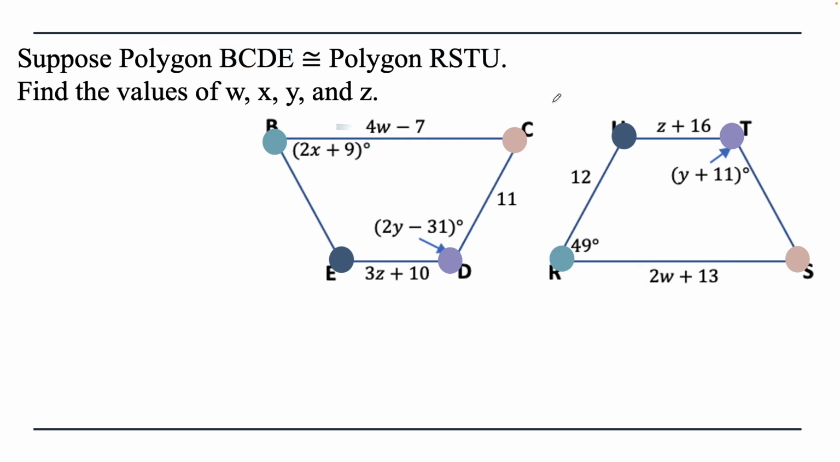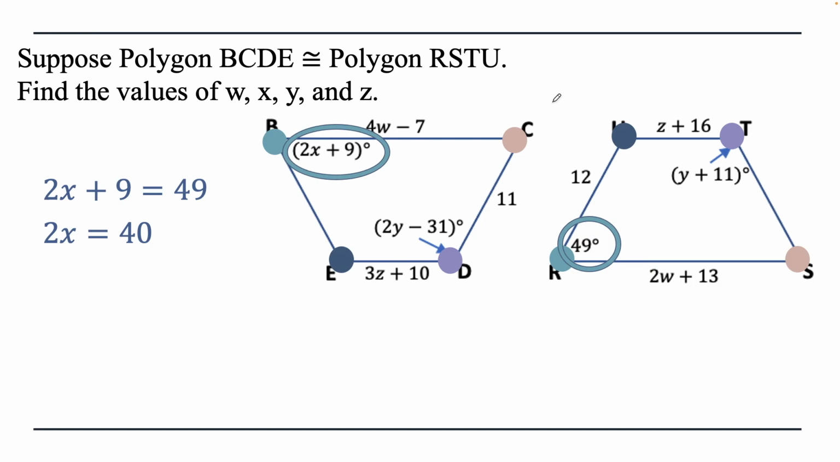Now let's see if we find the x's. There's an x there, and its partner, the other green dot, is 49. So we know that 2x plus 9 is 49. Subtract 9 from both sides and divide by 2. So we found that x is 20.